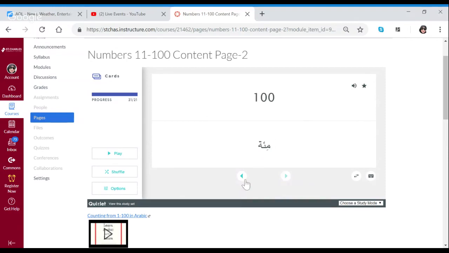Mi'a. Okay, we're going to go all the way back to 11. I'm going to say it. Just repeat it after me. Ahadashar. Ahadashar.